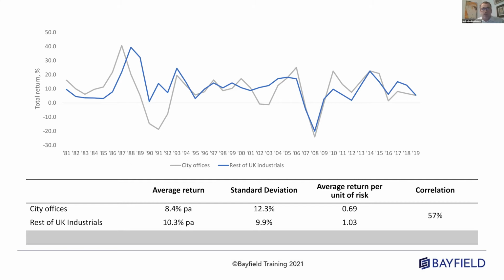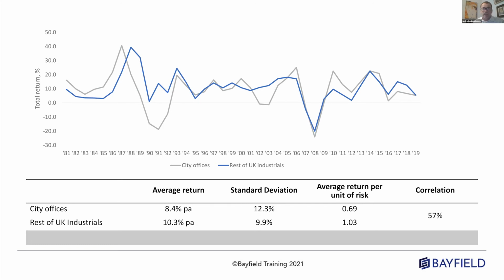So I've just chosen 2 sectors. These are UK sectors. So here you can see in the chart, I've got the pattern of total return from city offices in grey, and then for regional industrials there in blue. And you can see that return pattern over the last 40 years. Now, from that data, we can extract an average return. So for city offices, that's 8.4% per annum. For rest of UK industrials, that's 10.3% per annum.